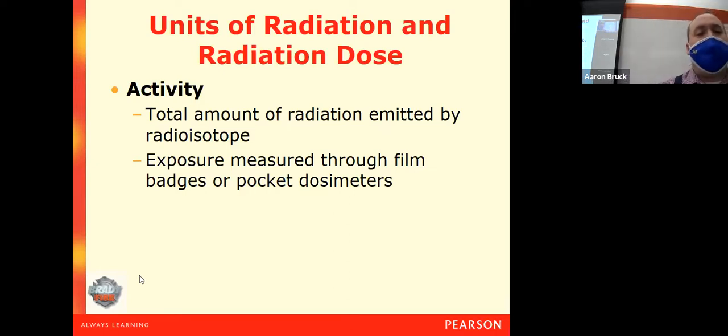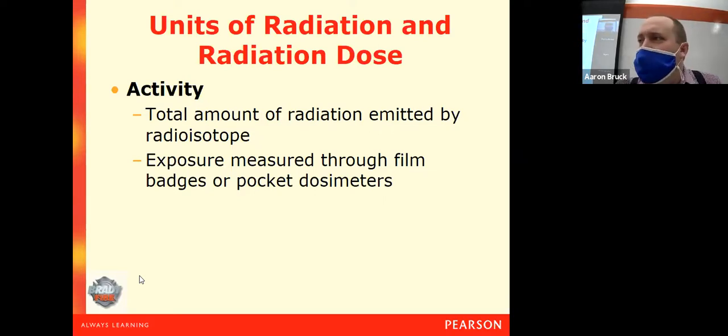The other thing that we want to get into for today is how do we actually measure radiation? So we've talked about what radiation is. We've talked about what kinds of reactions occur, but we haven't really gotten into how we measure it. So there are a number of different uses and units for radiation and the dose of radiation that we would encounter. And the first of these is something called activity.